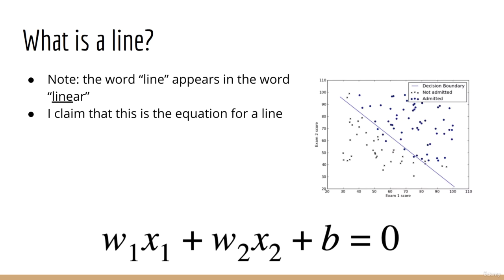Alright, so what's the equation for a line? I claim that a line can be expressed using the equation w1x1 + w2x2 + b = 0.